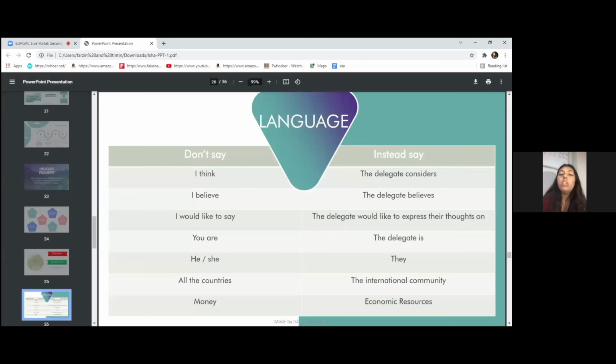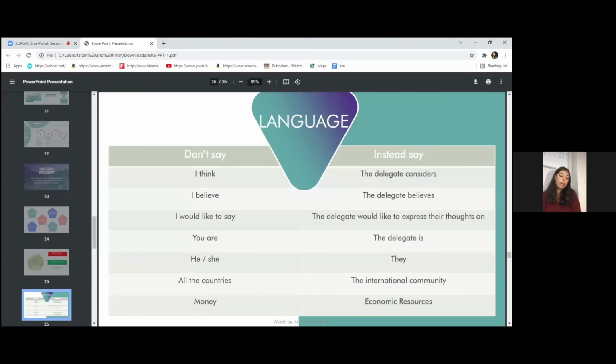Instead of "all the countries," it's better to say "the international community," because it's more formal again. This "money" is just another term that I've kept there. Money sounds a bit informal compared to "economic resources," right? So these are the terms that you need to be mindful of.